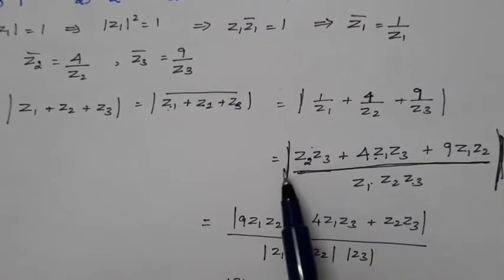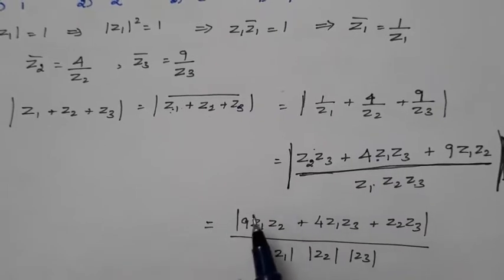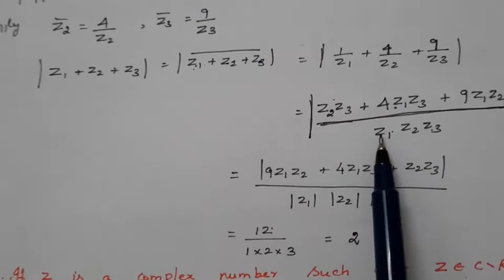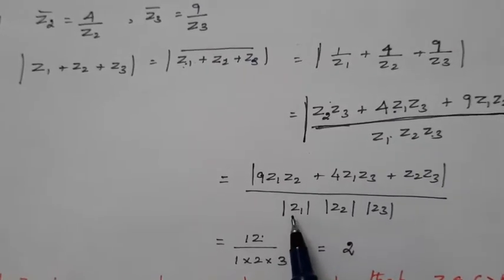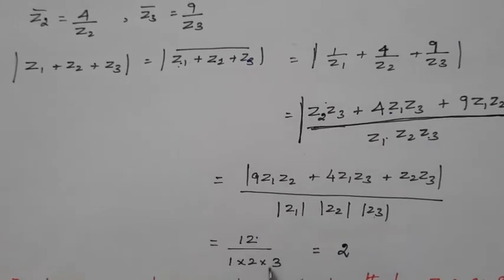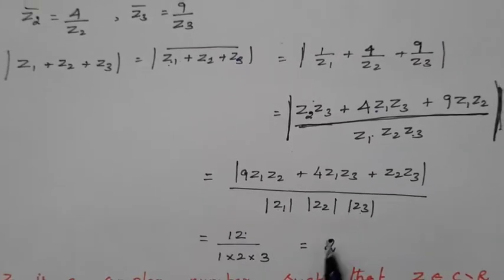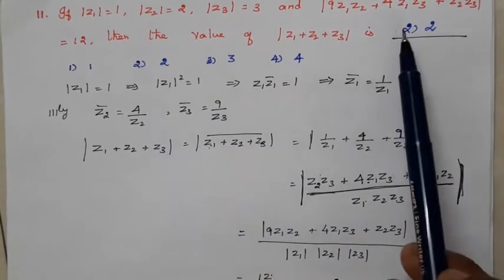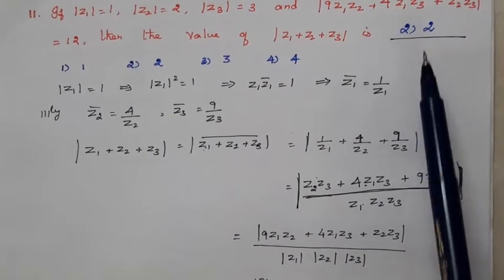So again, applying the property of modulus, modulus of the numerator divided by modulus of the denominator. Again, modulus of the denominator can be split up as modulus of z1 into modulus of z2 into modulus of z3, and then replacing their values you will get the answer as 2. So which option suits this question? Option 2. So the answer for the 11th problem is option 2.